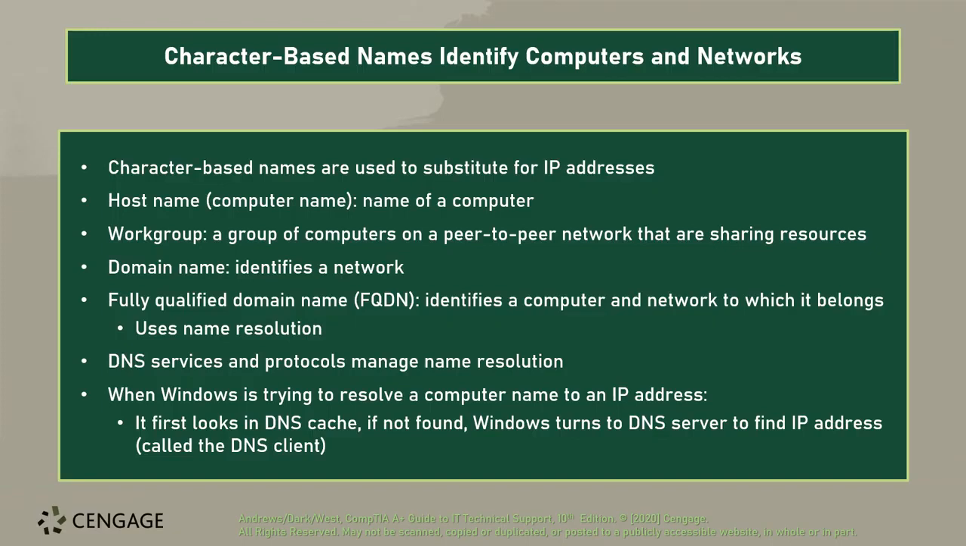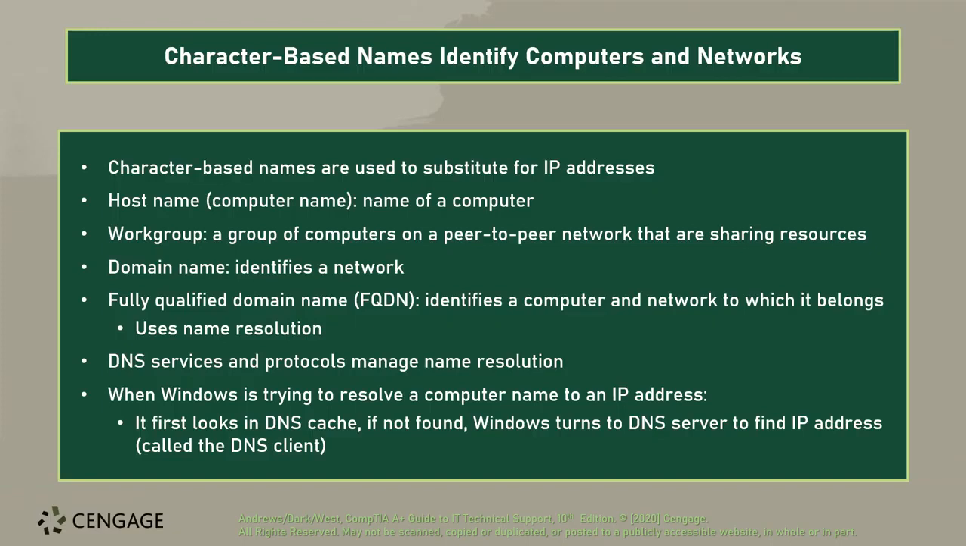A domain name that is fully qualified will also identify the computer and network to which it belongs. This is quite closely related to things like CNN.com or Craigslist.org. These are fully qualified domain names that identify a source domain with a top-level domain, a TLD, at the end. DNS services and protocols help handle that name resolution process, being able to move from IP to a recognizable character-based name.